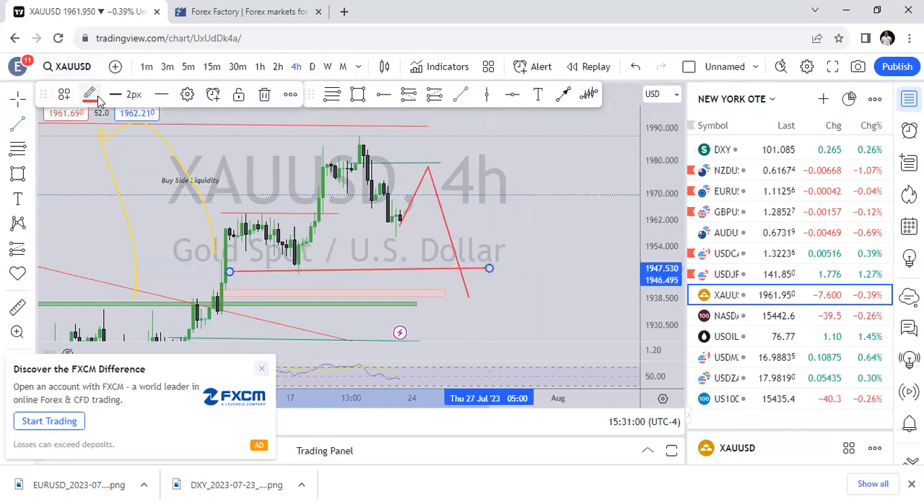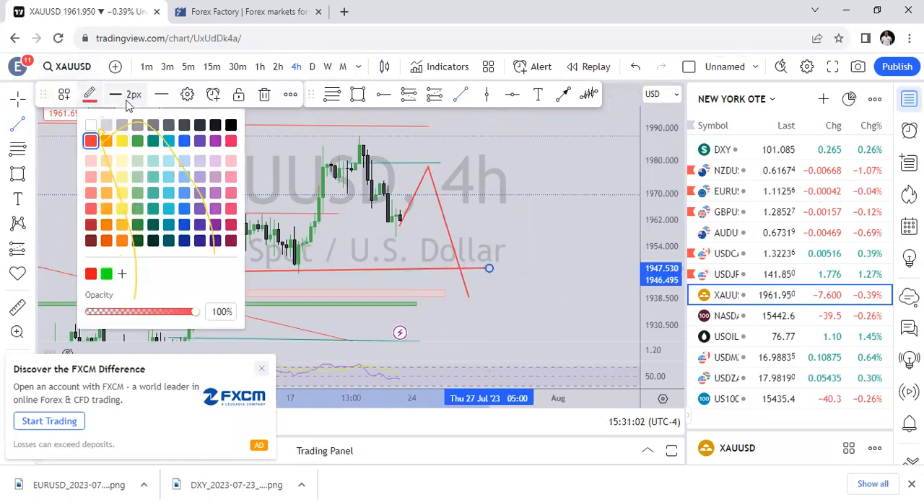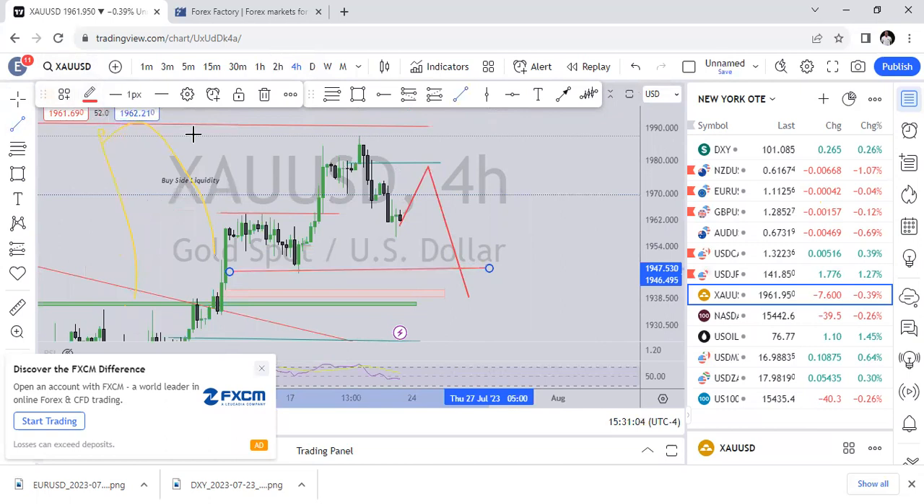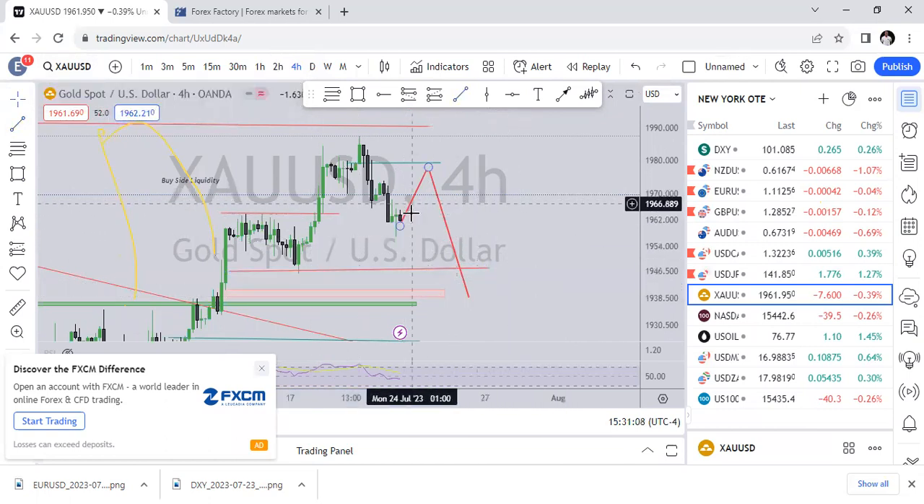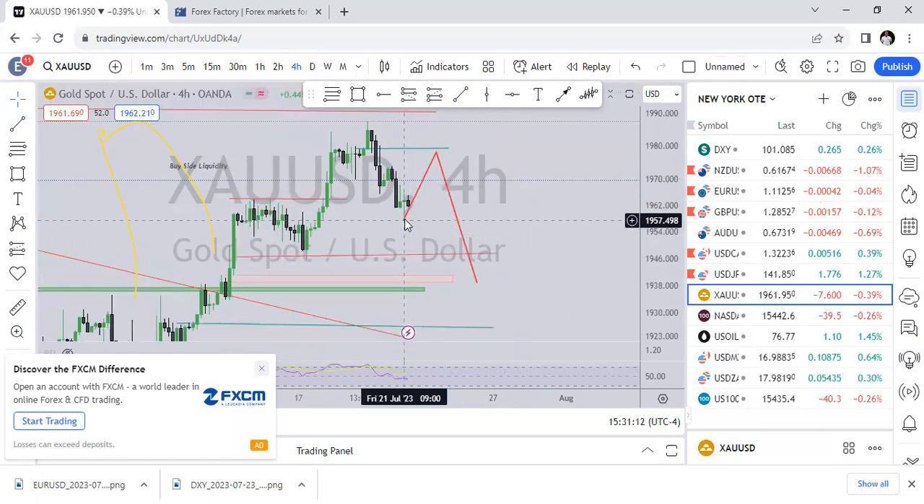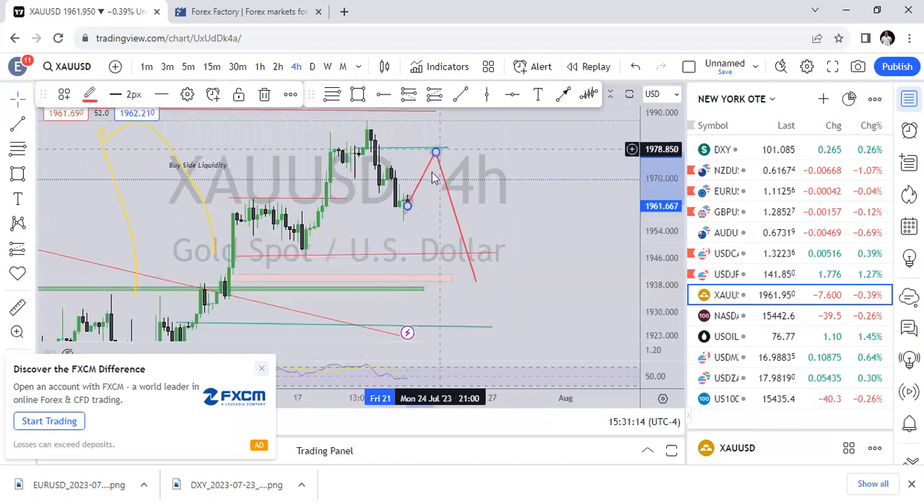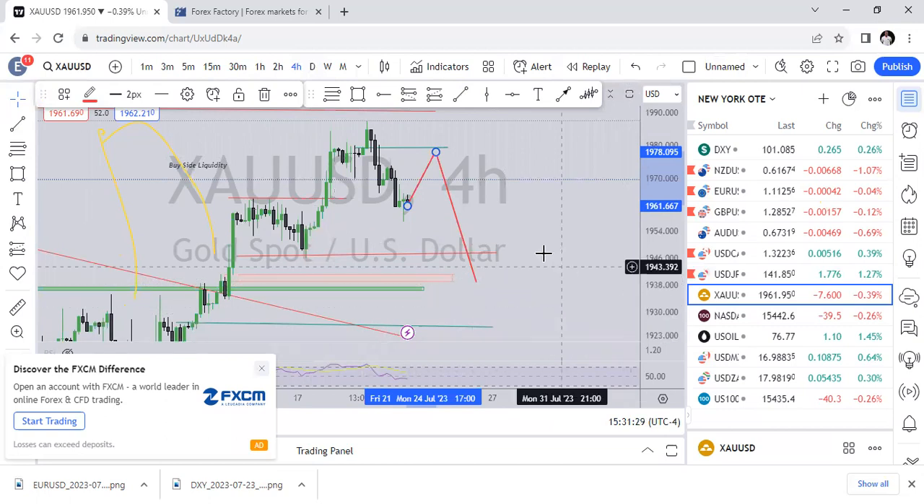Liquidity should be cleared, and so the essence of this is to look for an entry. If this one needs to come so that we get an entry, it gives us an entry, and we smash it down to this 1939 level.